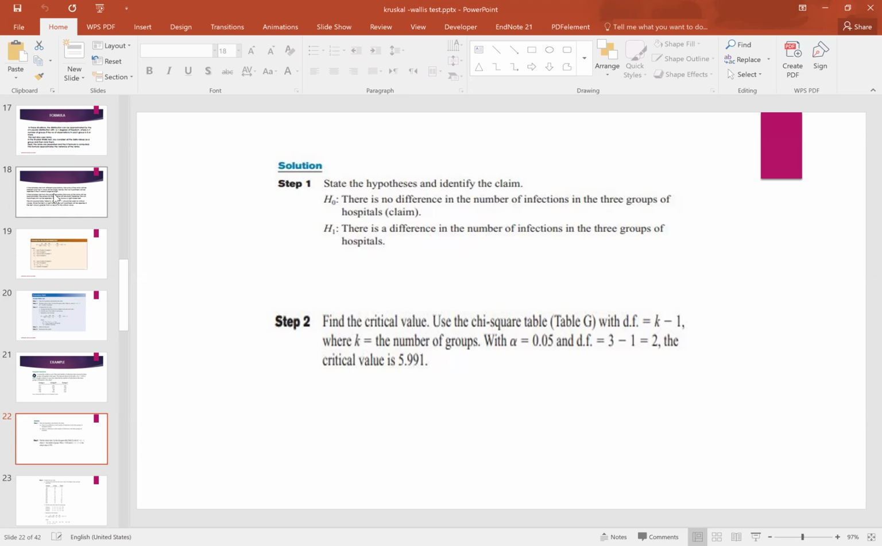In step 2, find the critical value. Use the chi-square table, table G, with degrees of freedom equal to k minus 1, where k is the number of groups. With an alpha value of 0.05 and degrees of freedom of 3 minus 1 equal to 2, the critical value is 5.991.